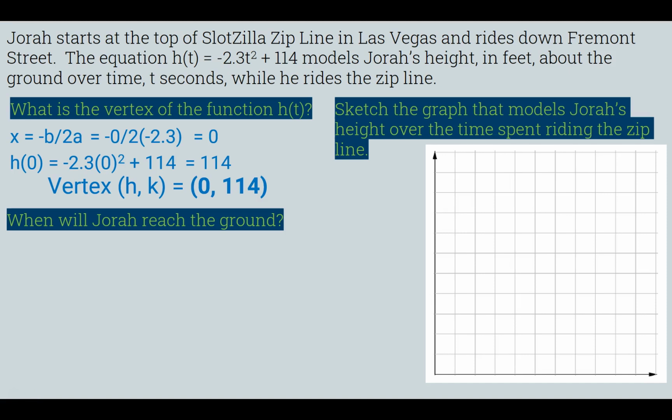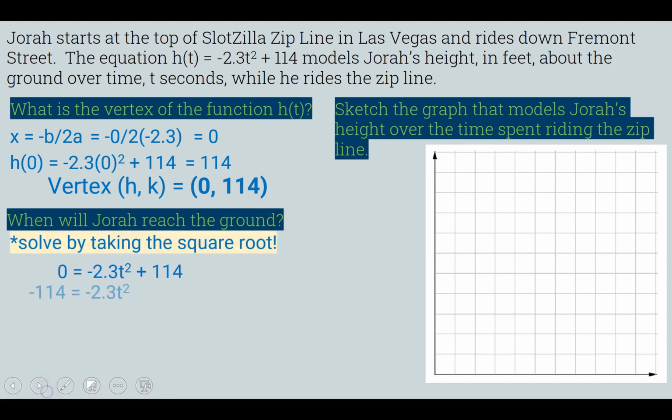When we go to factor this one, we already noticed it was different, because it didn't have the middle piece. So there was a special way we could solve. We could solve by using square roots. So let's get my t squared by itself. I can subtract 114 from both sides. Then I can divide by negative 2.3. So we have negative 2.3 t squared equals negative 114. Then divide. What does that give me when I divide? 49.57.